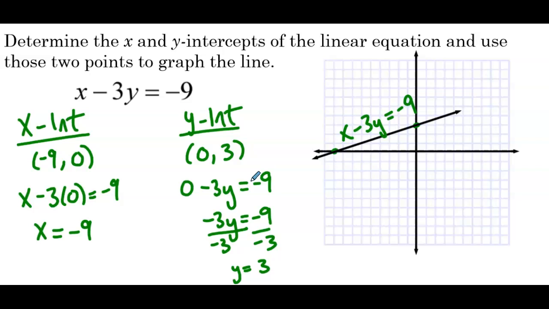Now, if we want our graph to be accurate, we would probably plot a few more points. But if we have a straight edge, as long as we have 2 defined points, we're going to be able to graph the line. And 2 easy points to find are the x and the y-intercept.